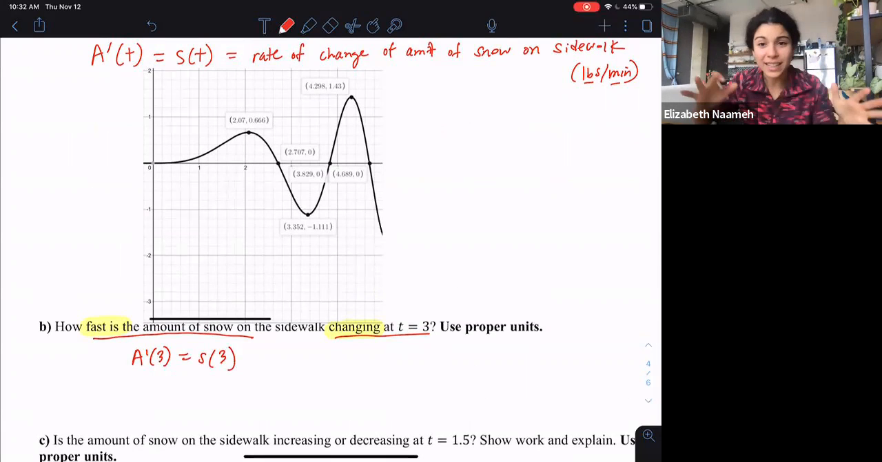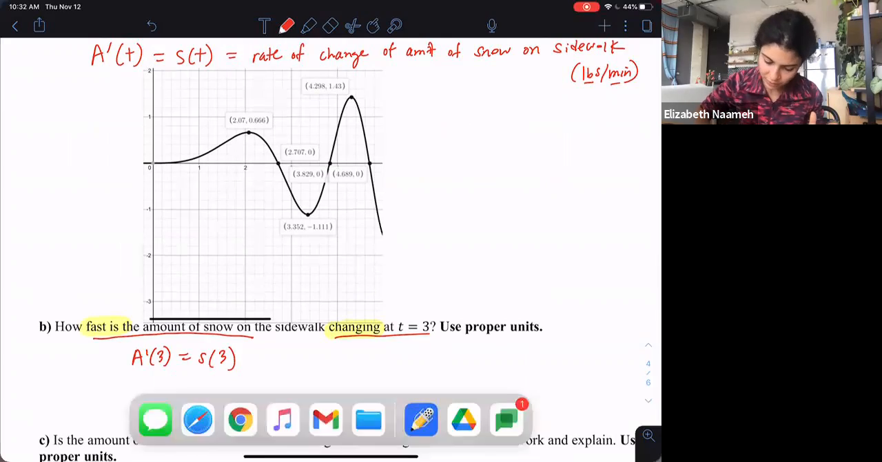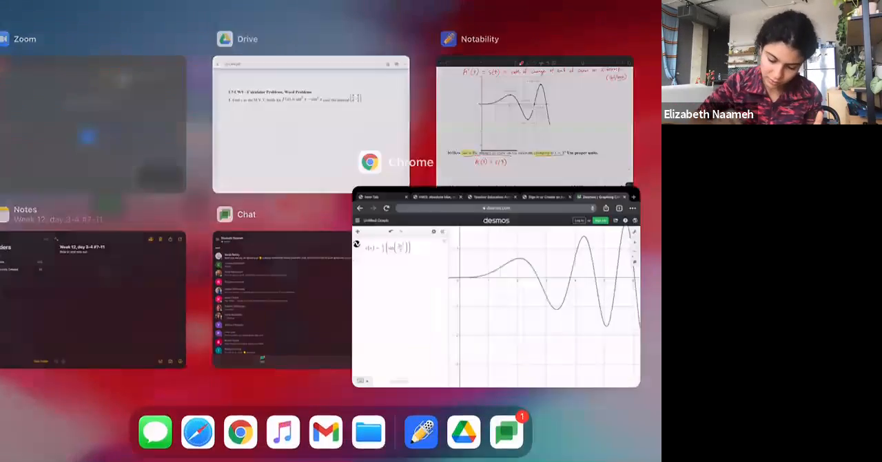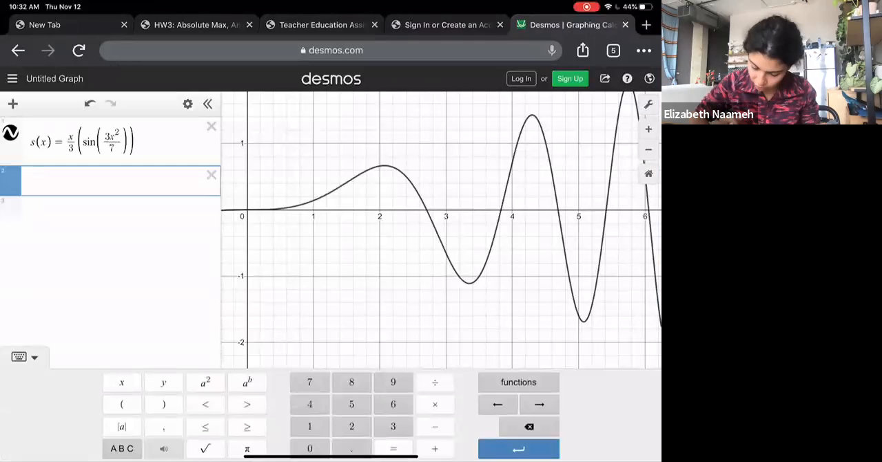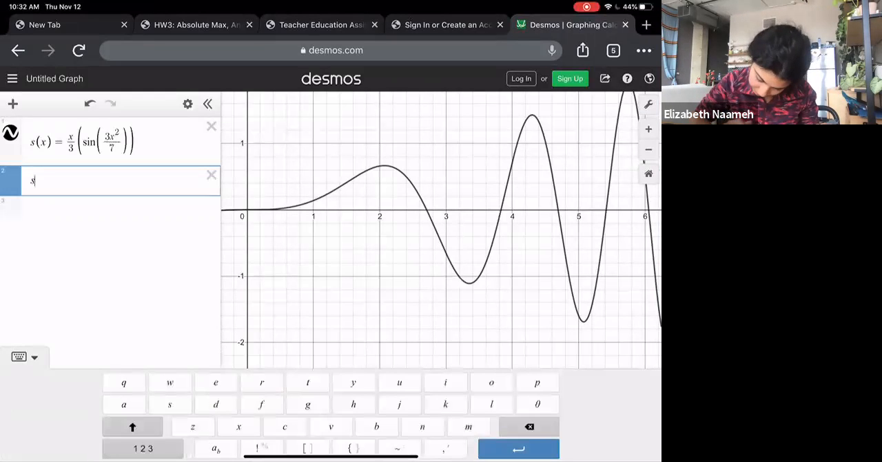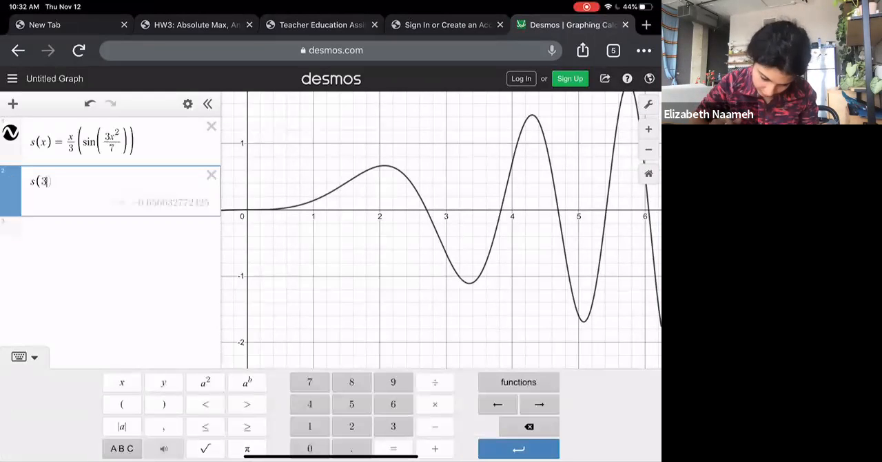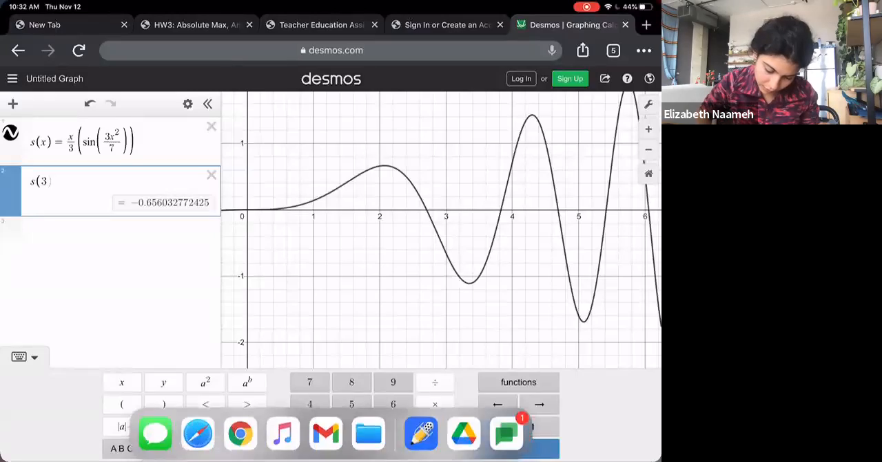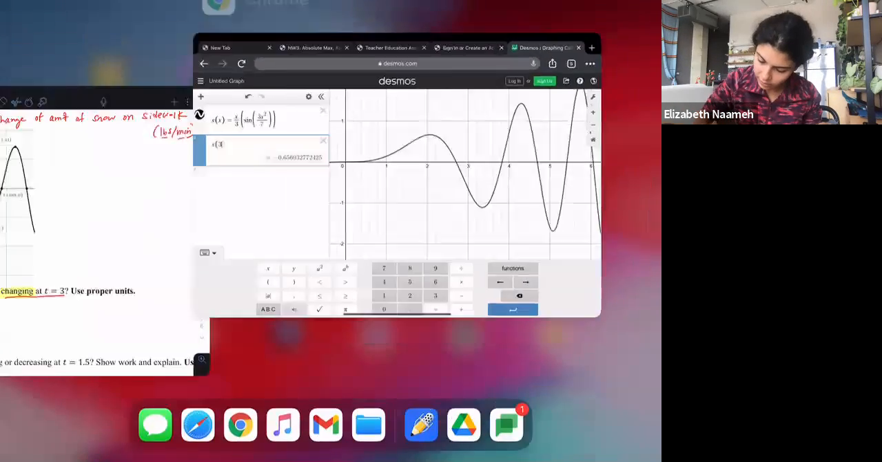So guys, this is so easy. We just need to find S of 3, meaning we plug it into our calculator. So go back to Desmos. In the second box, you're going to write S parentheses 3, and it's going to tell you the answer. Somebody read me the answer to 4 decimal places. Negative. So go ahead and write it in and tell me what you're getting. Negative what?